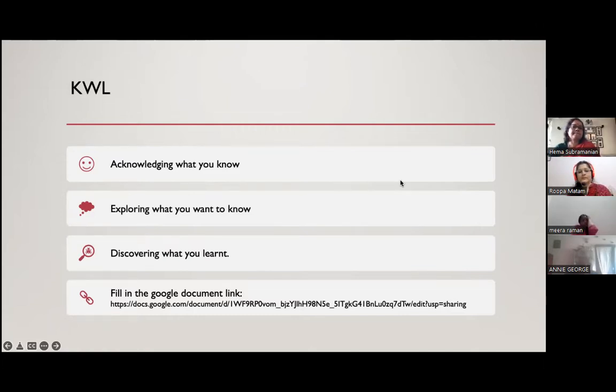Ma'am, for the what I learned section, we should fill that after the session, after the workshop. The last thing that we will do is that. So this is something that we always do for any learning activity. We start with what I know about this topic, what I want to know, and what I have learned. This is the learning progression, how we have progressed with a particular learning activity.